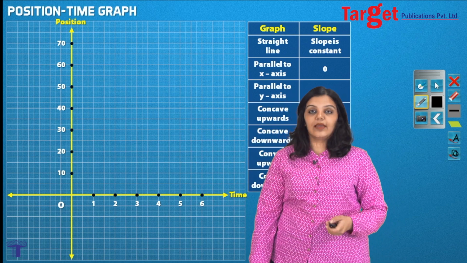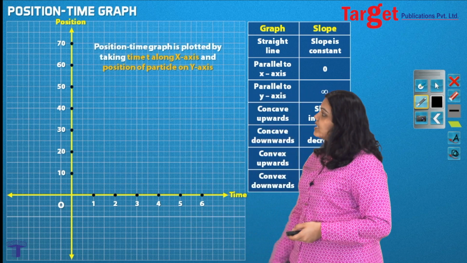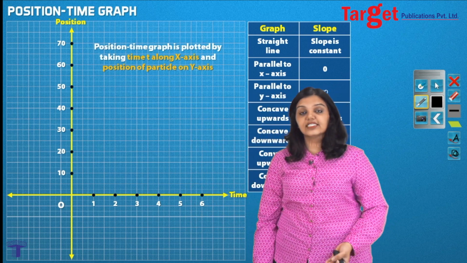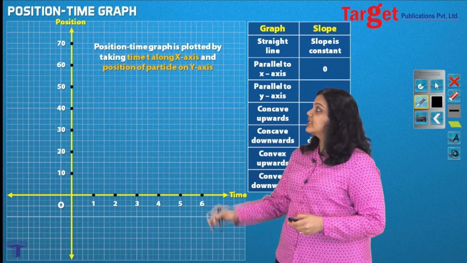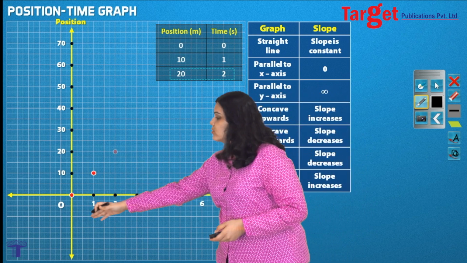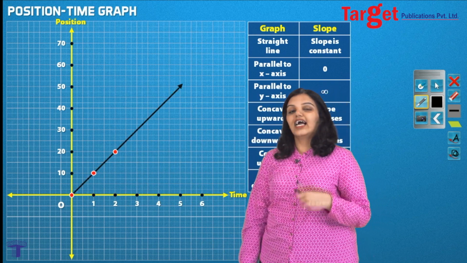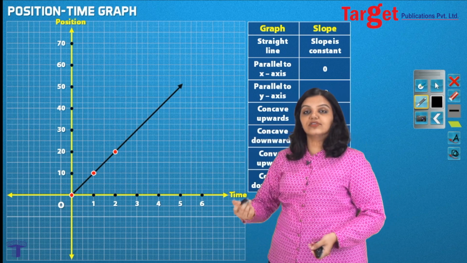What is a position time graph? Very simply speaking, it is a graph that has time on the x-axis and position or displacement on the y-axis. Any graph is created by taking some data. So we have some data, we'll plot those points, and you join those points to give you a graph. And that's how you get a position time graph, by plotting the data points of position versus time.